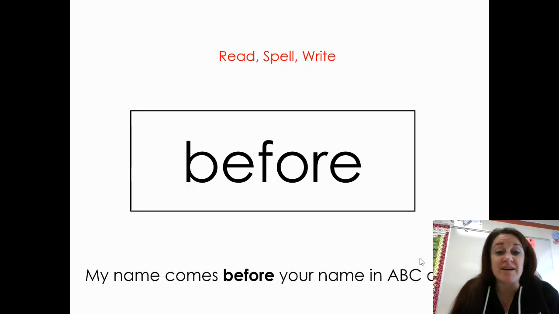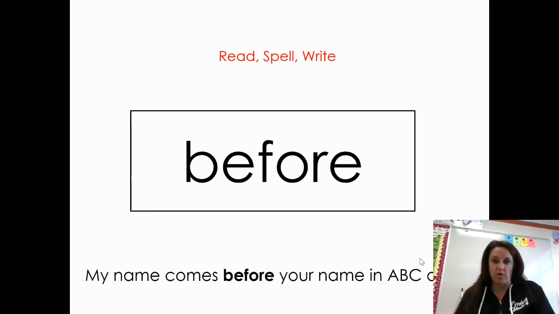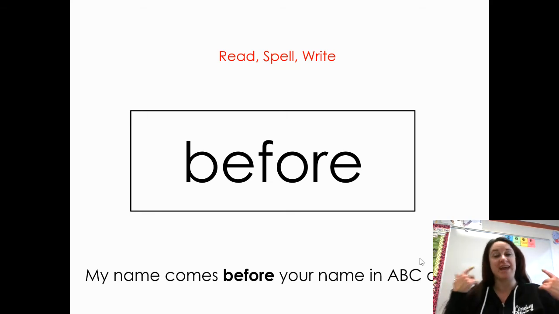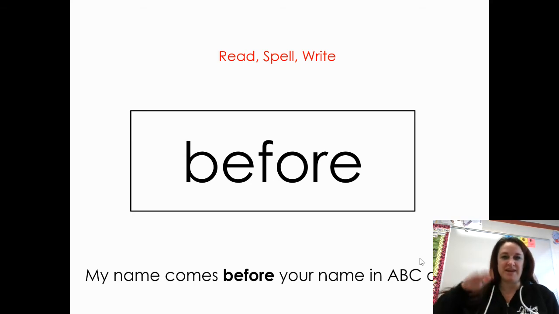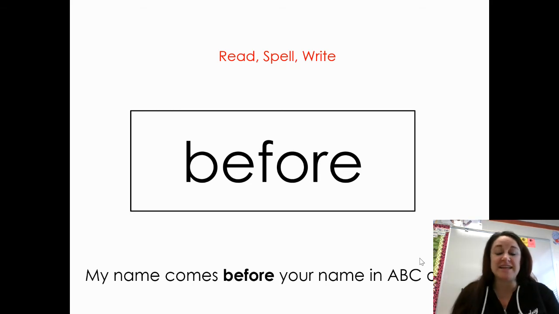All right, here are our sight words. You are welcome to write these in the air, write these with your head, do volcano, do basketball, whatever you want. I think I'm going to do basketball today. So, what is this word? Before. Very good. Let's spell it. Ready? BEFORE. Before. And let's read the sentence. My name comes before your name in ABC order.